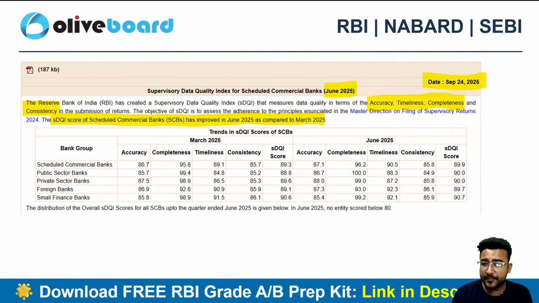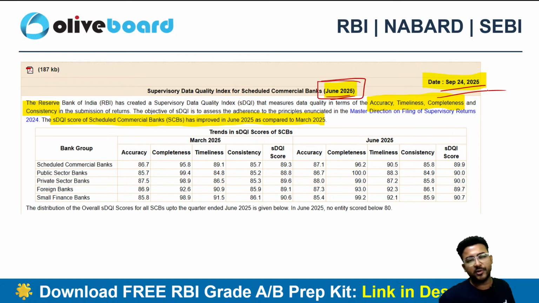Now guys, there is a release of the SDQI index for the June 2025 month. I know we have studied the data related to the SDQI, Supervisory Data Quality Index, for March 2025, right? For March 2025 we have studied the data. However, this is for June 2025 and this is the recent data which was published recently by the RBI on 24th of September 2025. So this will be relevant for your examination, right? March month won't be relevant as of now. June 2025 month will be relevant.